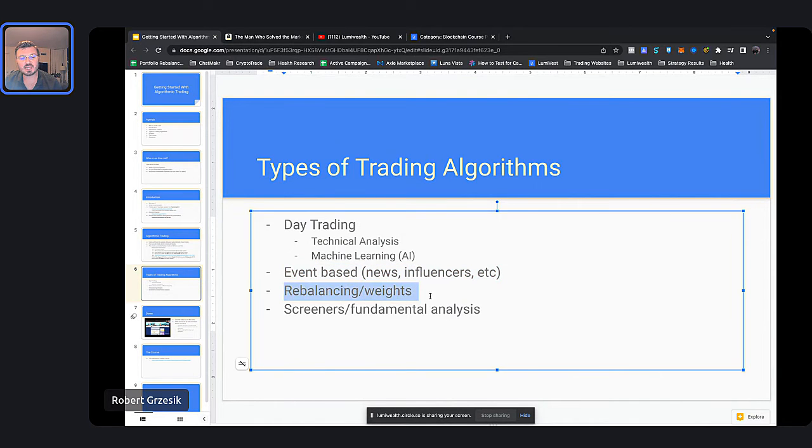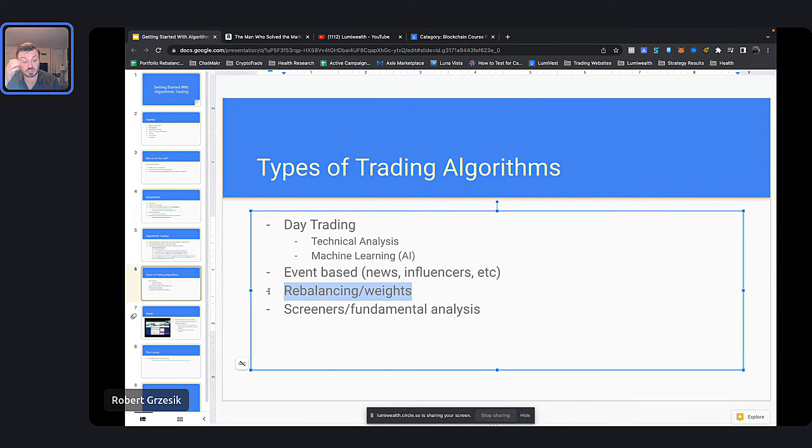There's rebalancing and weights type algorithms. This is where you're constructing your own types of ETFs, which could be very smart, paying attention to different macroeconomic factors and things like that. These can be quite useful algorithms, quite powerful. And I think I'm going to show you a demo of one of these when we show the demo. Very, very useful types of algorithms. You don't trade as often, but you're making sure that you're doing intelligent trades when you do it.